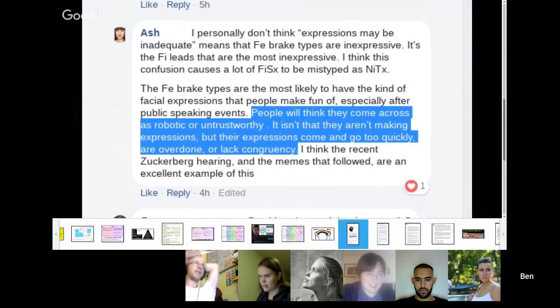And this particular Ash has been on this channel before. That's interesting. Come and go too quickly. That's the thing you mentioned before about the emotions and the feelings and how they quickly change.